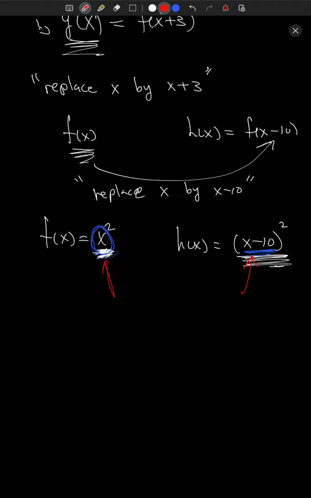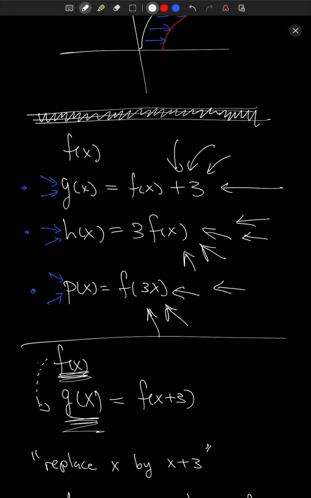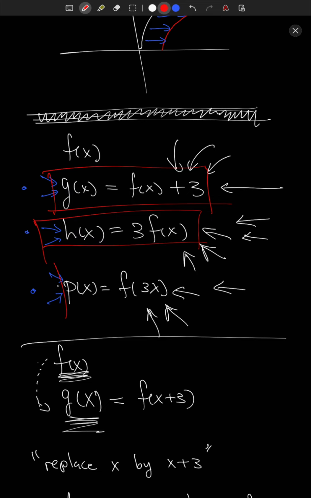Okay, so again, this is replace x by x minus 10. So I'm giving this kind of wordy description of our modification because what's going to happen in the near future is we'll have different word descriptions of this modification and this modification and this modification. And the words that you use are going to help you remember how the graph changes.